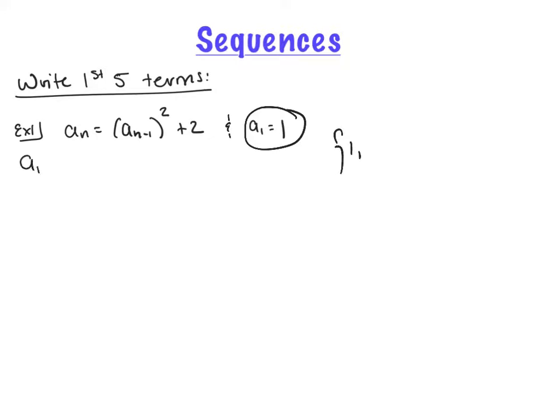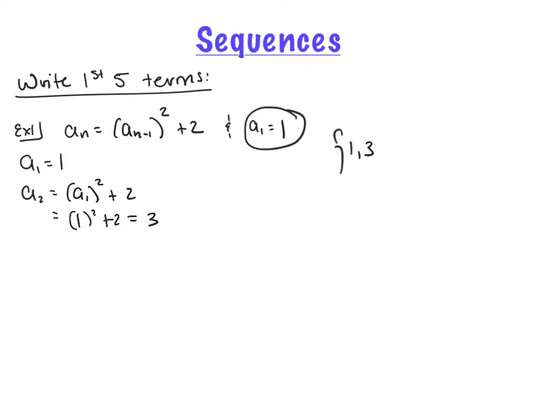Okay, so we know the first term is 1, so finding the second term. Well, what our formula says to do is take the term that comes before that. So if you're finding the a sub 2, a sub n minus 1 means the term that comes before a sub 2. So take the term that comes before that, square it, and then add 2. So that will be the first term squared, that's the term that comes before the second term, add 2, which is 1 squared plus 2, or 3.